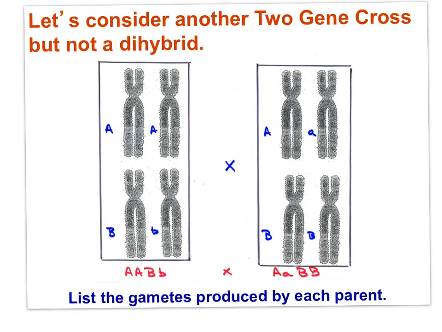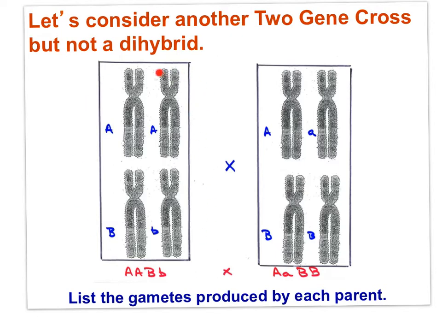Let's pause and step away from the dihybrid cross, but let's consider another 2-gene cross, but not the dihybrid cross. This individual is homozygous dominant for gene A and heterozygous for gene B, while this other parent is heterozygous for gene A and homozygous dominant for gene B. Now, before moving to the next slide, can you state the gamete types produced by each parent?